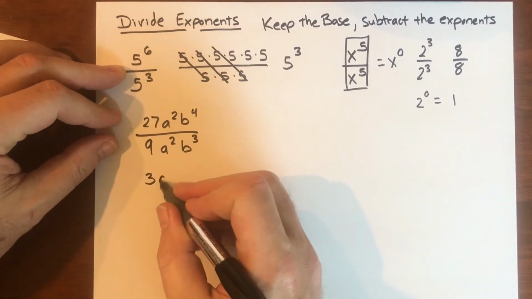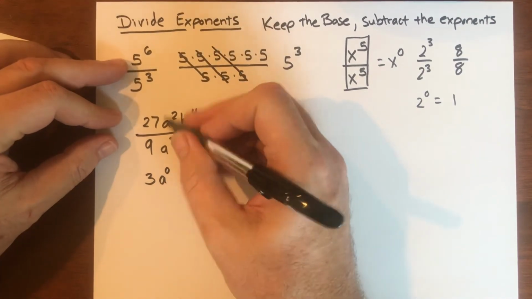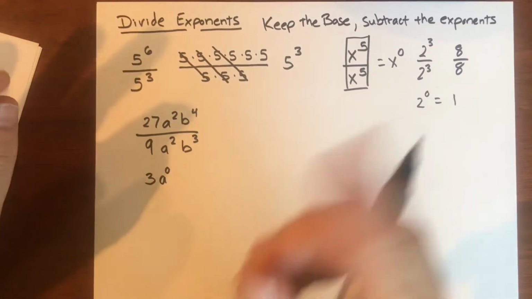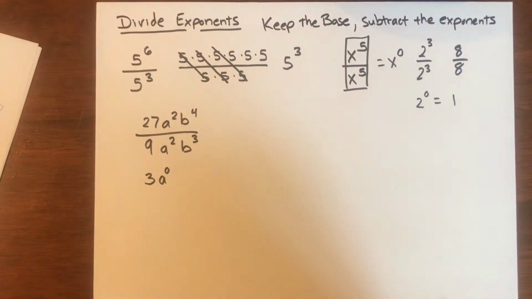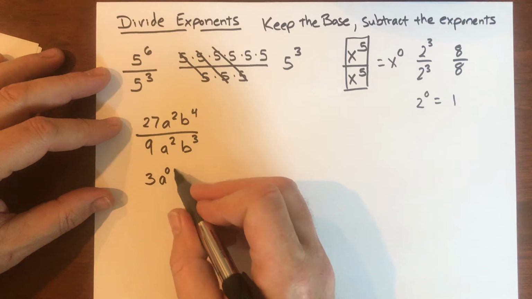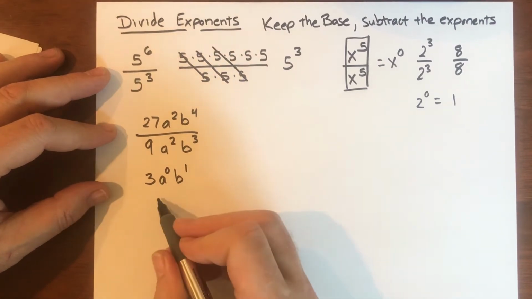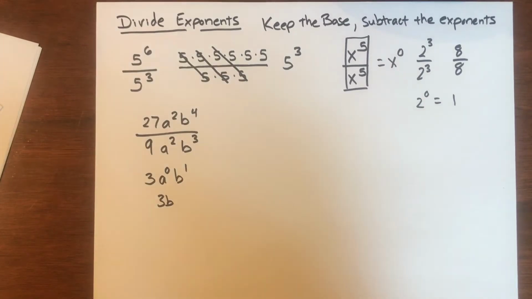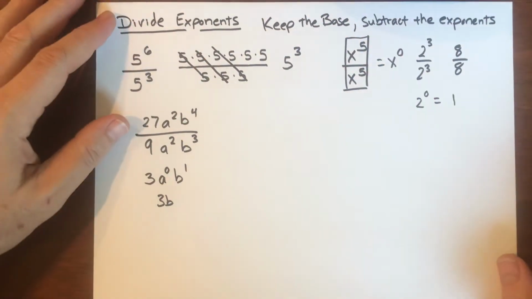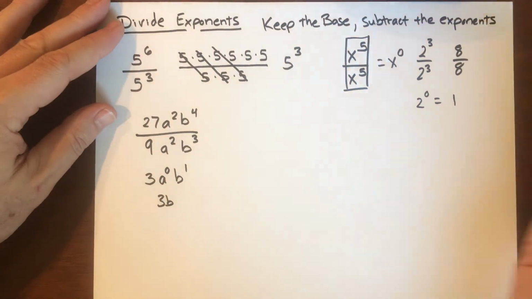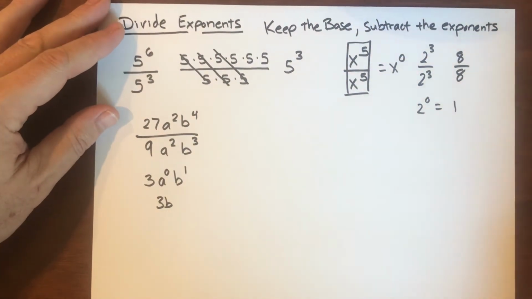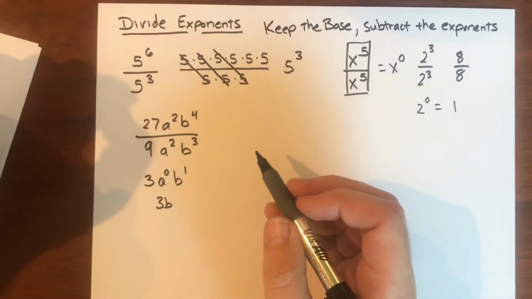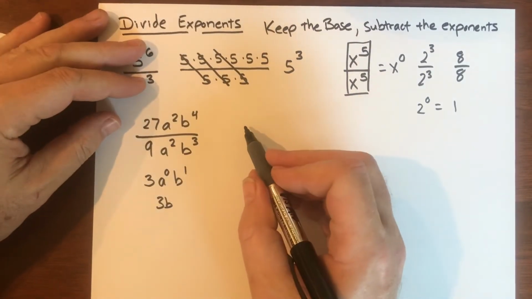Keep that base of a. 2 minus 2 is 0. If you already said, well, that's 1, you're right. And would that just poof go away? Exactly, just like in multiplication. Keep that base of b. 4 minus 3 is 1. Simplified, this would just be 3b, right? So same basic rules as multiplication. It's just the opposite. So what are the tricks? Well, the tricks are the negatives and the other things I can do with the coefficients. Let me show you another one.